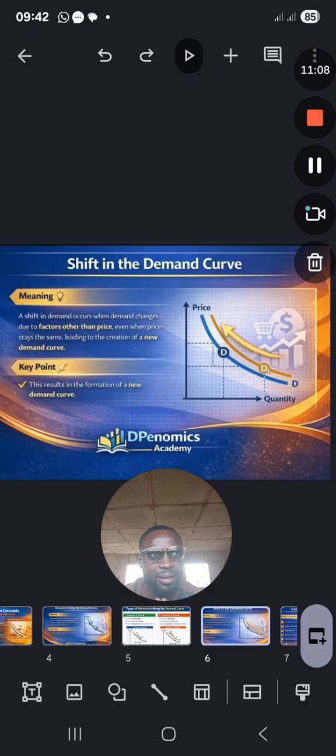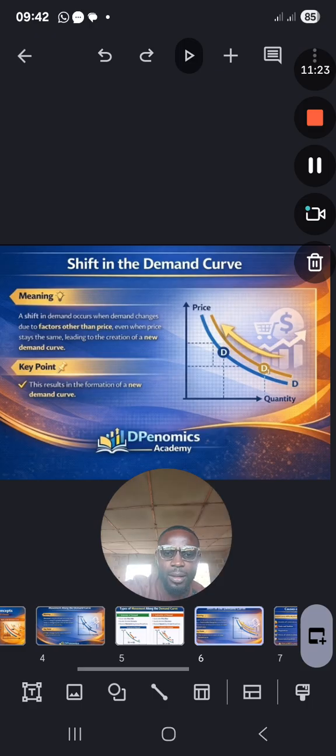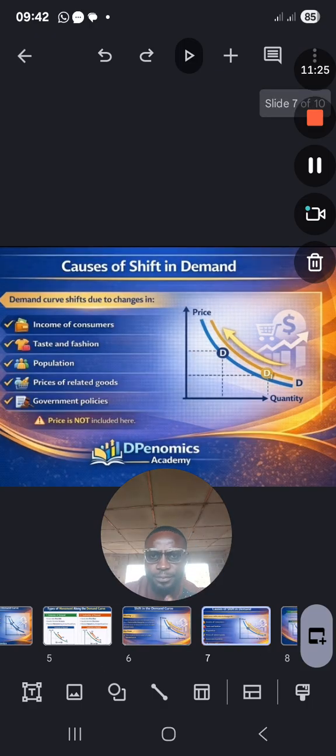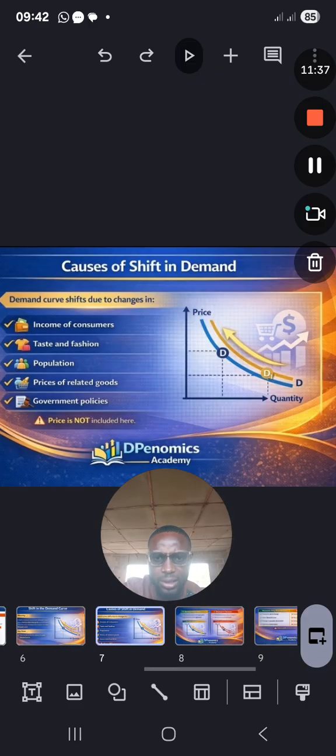Always remember that there's a difference between price of the commodity and price of related commodity. So the price of the commodity causes a movement along demand curve. Price of related commodity causes a shift in demand curve. Okay? Now, I've explained the causes of a shift in demand curve. We can see them: income of the consumer, taste and fashion, population, price of related commodity, government policies.